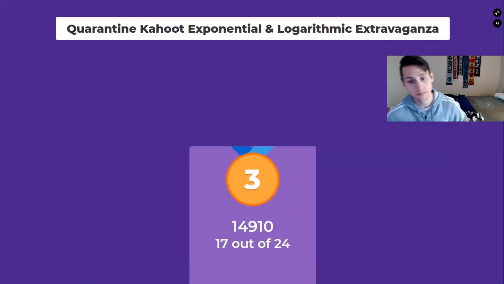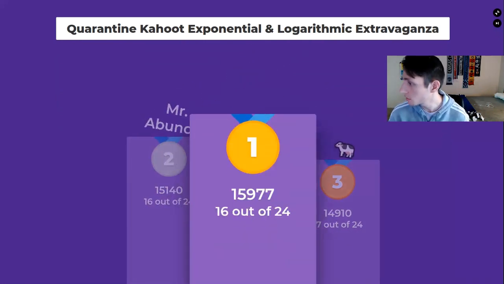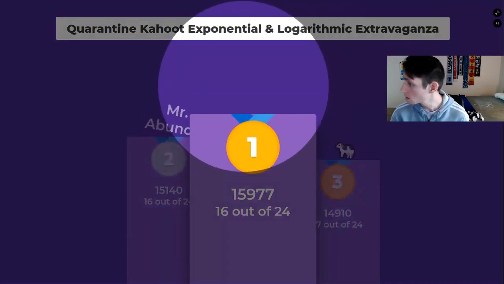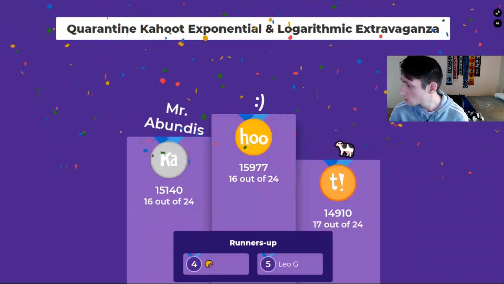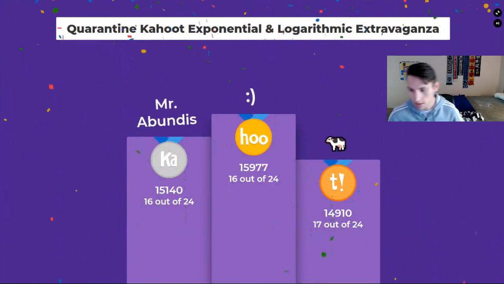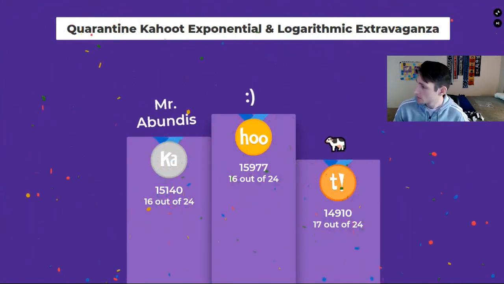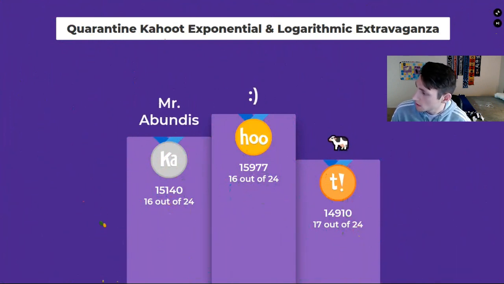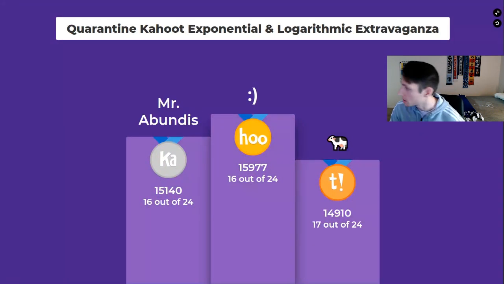Let's check the podium. 3. Oh my gosh. The Crocodile got 3rd. Mr. Abundis 2nd. Number 1. 16 out of 24. Smiley face. This could not have scripted this better. Interesting that 3rd place actually got more questions correct than the other 2. It's all about that timing, though.